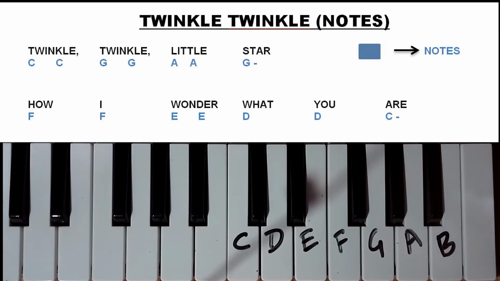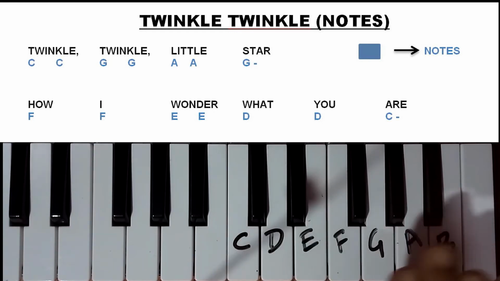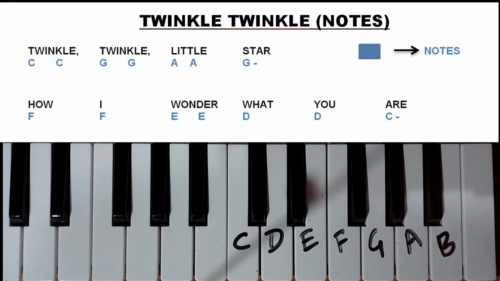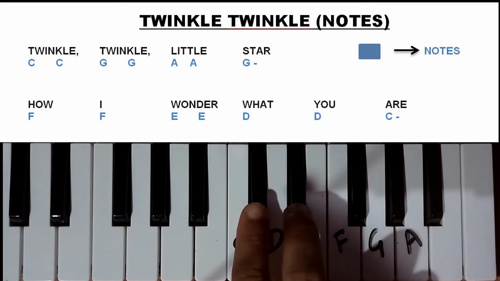Now, let's try to memorize the position of notes. First, remove the note B because we are not using B note in this song. Next, remove the C because we already know that the C note is just before two black keys.